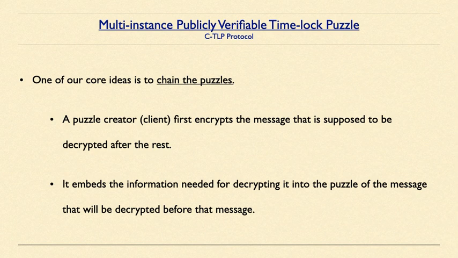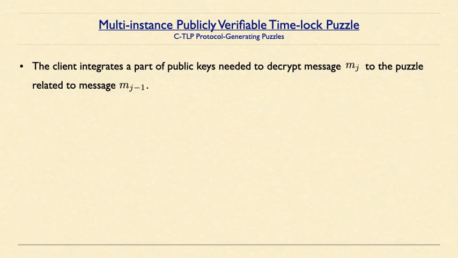Then the client embeds the information needed for decrypting that message, i.e. Mz, into the puzzle of the message that will be decrypted before that message, i.e. Mz-1. In other words, the client integrates the information needed to decrypt message Mj into the puzzle related to message Mj-1. Therefore, the puzzles are chained with each other. Let's have a closer look.